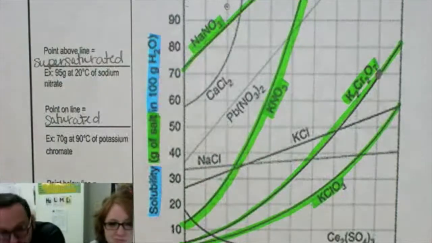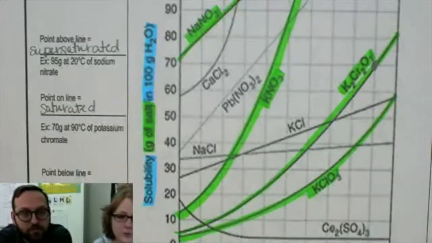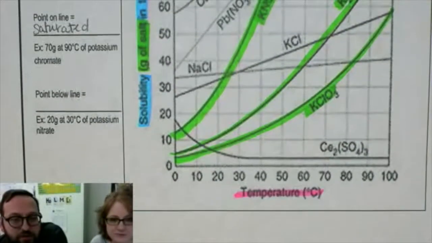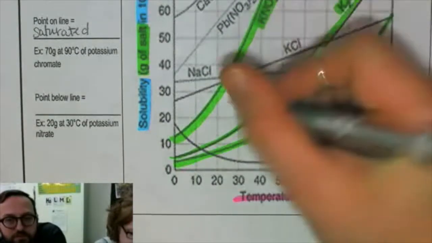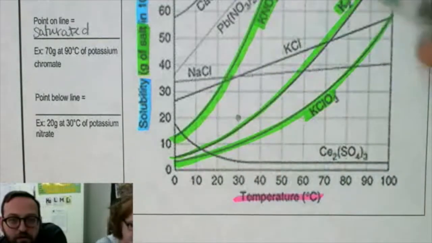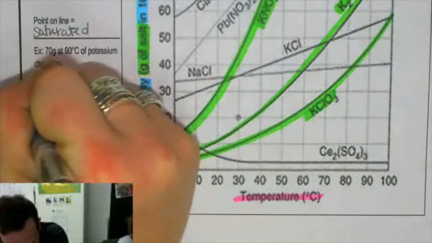And then my other example that I've got here is, let's move your graph up there so we can read it, 20 grams at 30 degrees Celsius. So where is my 20 grams? At 30 degrees, and they meet up right about there. Which is below the KNO3. Right. So that's unsaturated.